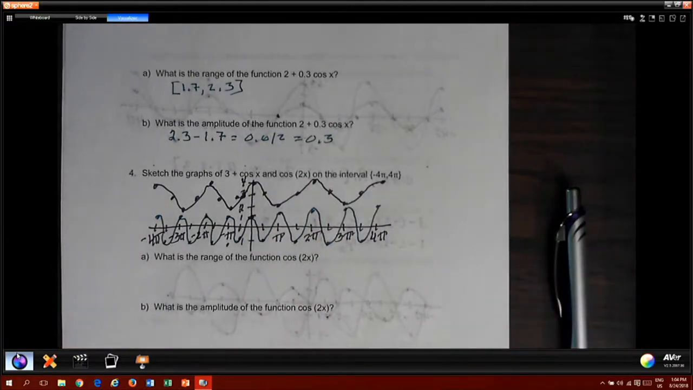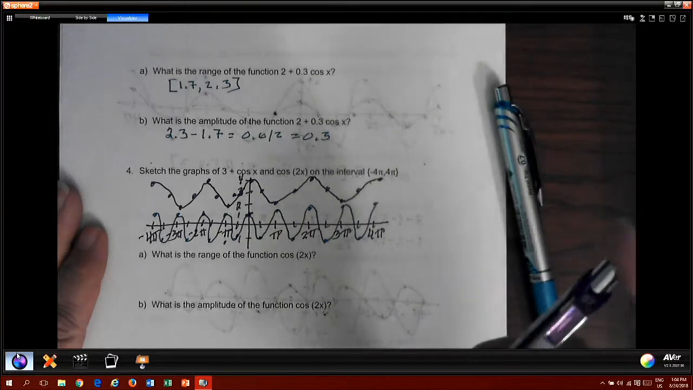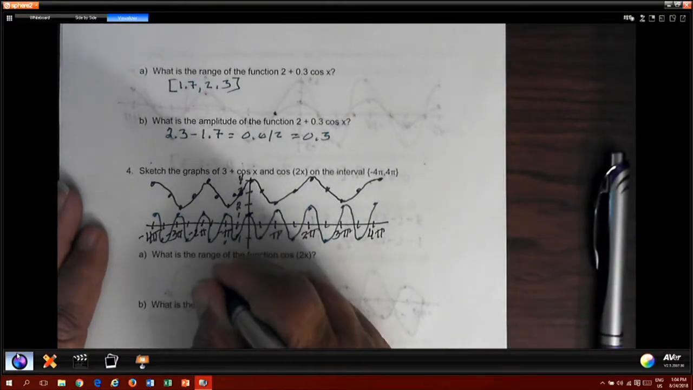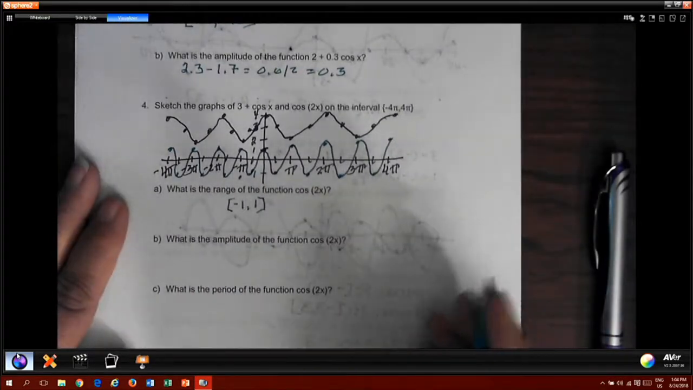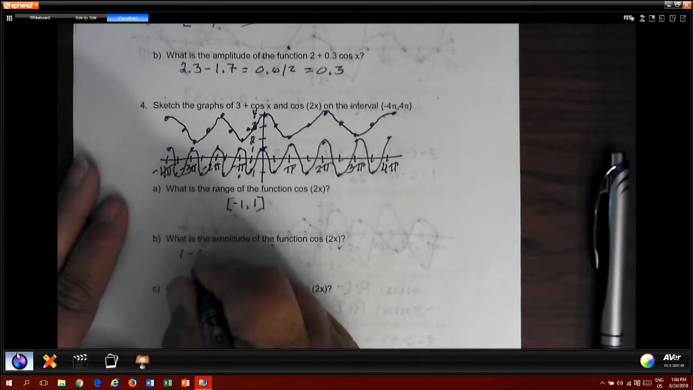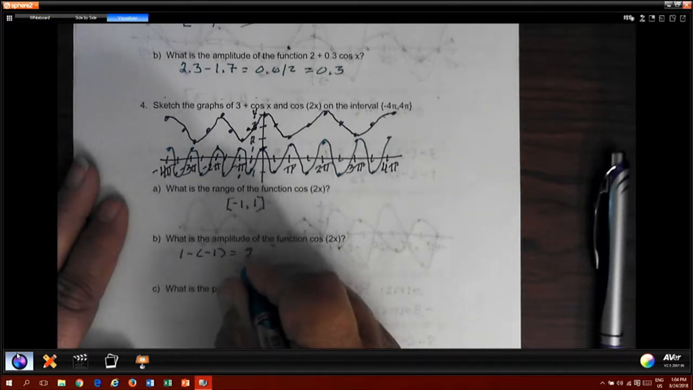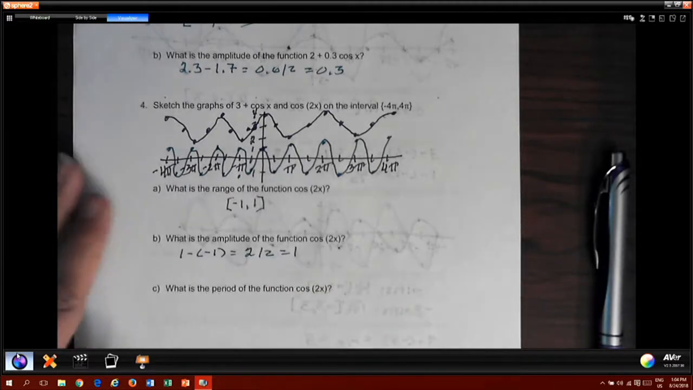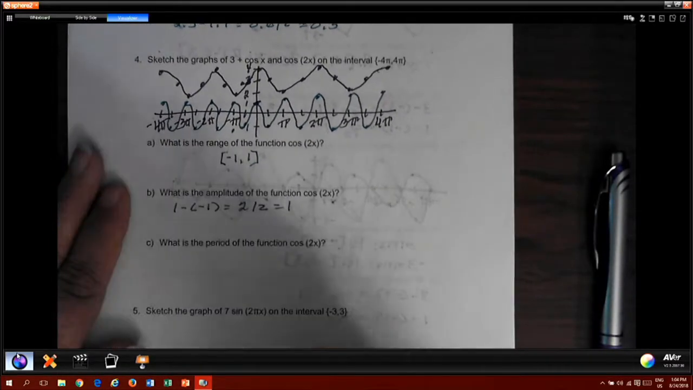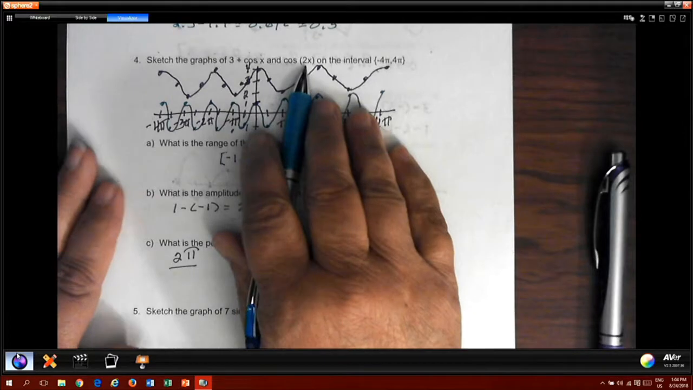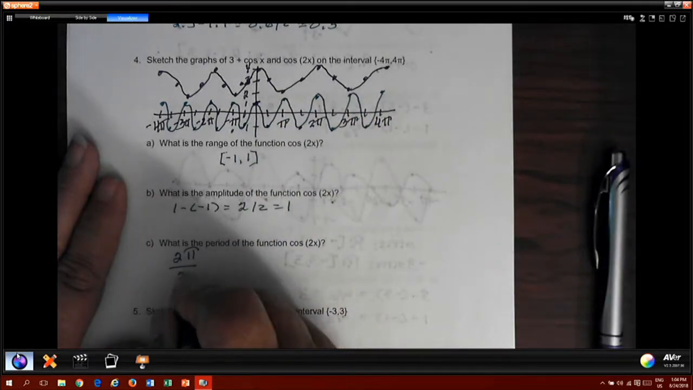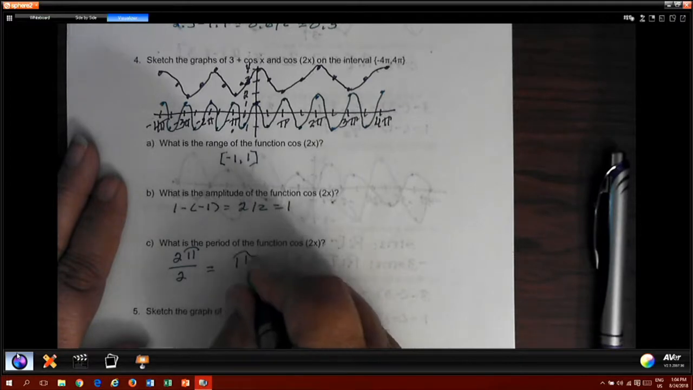So it's kind of squished together. It's like you've taken a spread out spring and you're pushing it together a little bit. The range is still between -1 and 1 because we haven't changed anything. The amplitude is 1 minus a -1 gives us 2, divided by 2 is 1. Now the period, we've cut the period in half. So the general period is 2 pi. We have a coefficient of the x as 2. So that means our new period is pi.